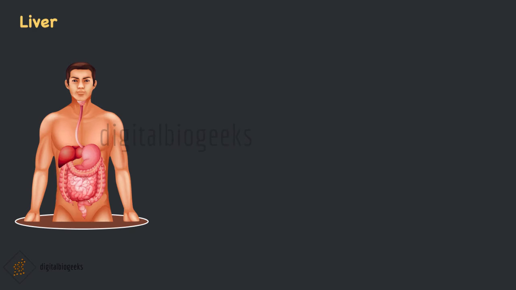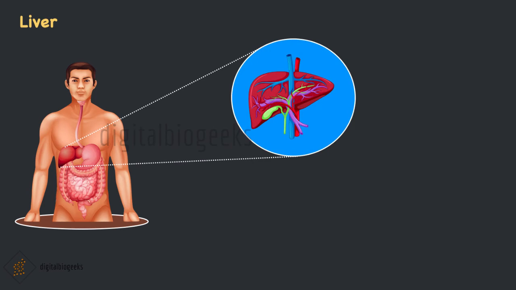Liver is a reddish brown gland located in the upper part of the abdomen on the right side. Here you can see this is liver. Liver is the largest gland and second largest organ in our body. Do you know which is the largest organ in our body? The largest organ is skin.